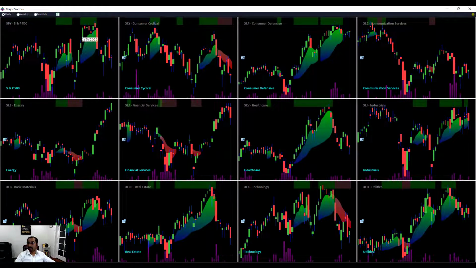We have like 12 ETFs, which is more of an S&P ETFs. You can see how each of these ETFs performed.